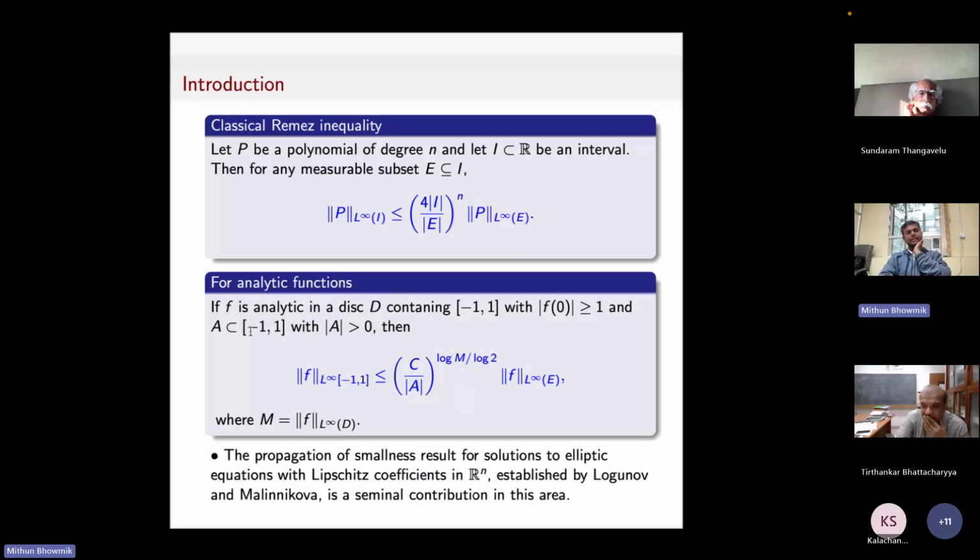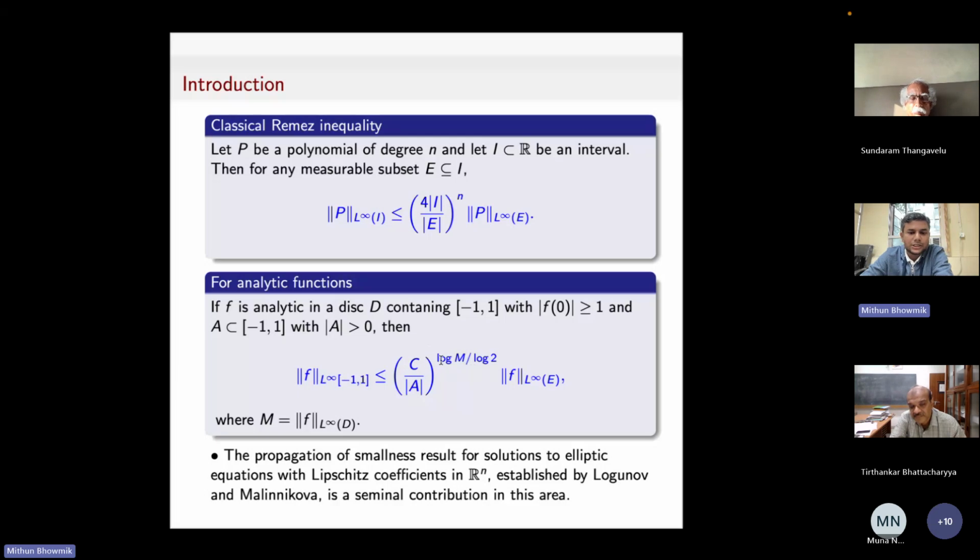So this analytic function is now replaced by a solution of an elliptic equation with limited regularity on the coefficients of the equation. So this is a much more general class of functions. They are not analytic, but they are solutions of a certain elliptic equation. Still, this kind of inequality also holds true.